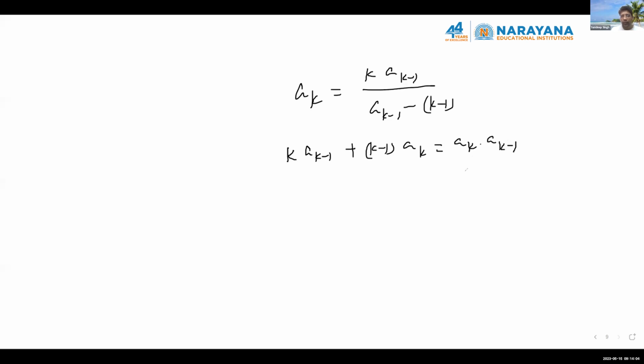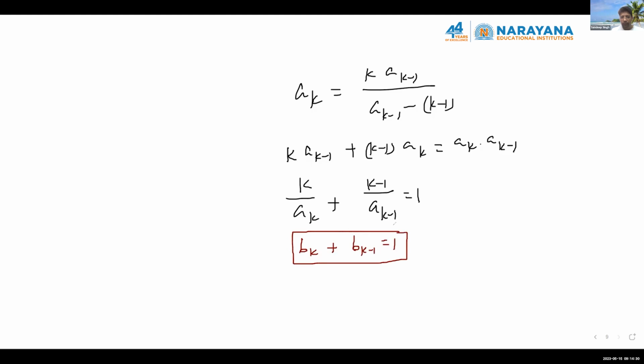So if you divide by A of k and A of k minus 1, so k upon A of k plus k minus 1 upon A of k minus 1, this is 1. Can I write it like this? Okay. So now let me define the first term as b of k. So the second will be b of k minus 1.